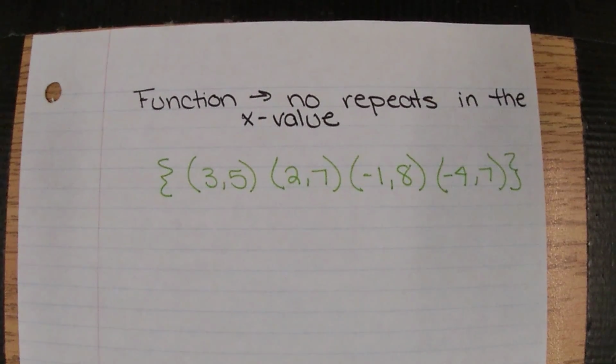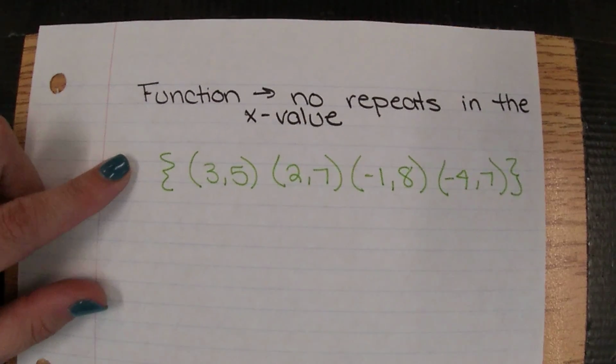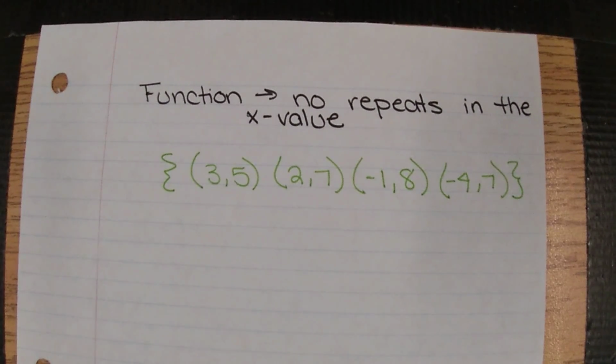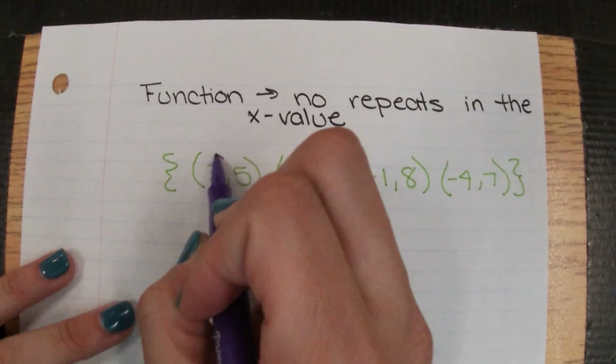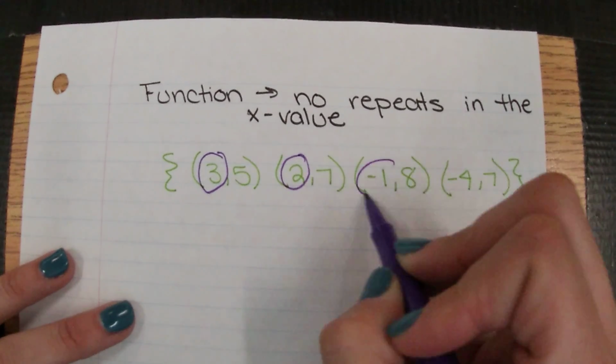Okay, maybe we'll be given this relation with ordered pairs, and we want to determine, is this relation a function? They're all relations. It's represented as an ordered pair. It has to be a relation. But is it the special type that we are going to call a function? Okay, and the way that we will determine that is by checking to see if the x value repeats.